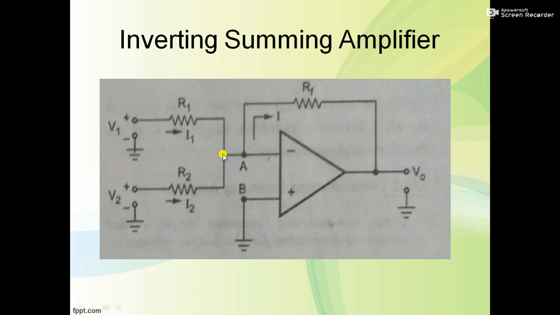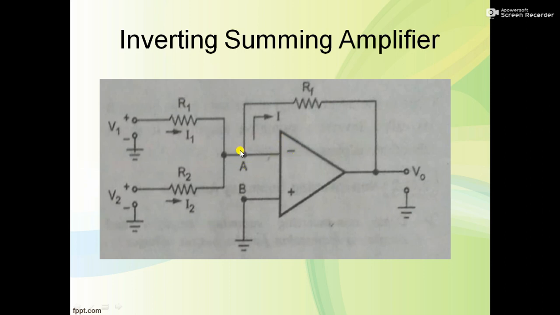And when the currents come exactly at this point, you will get one current, that is total current I is equal to I1 plus I2. That total current I is flowing through the feedback resistance or feedback path. So here you will get output voltage V0 is equal to minus of (V1 plus V2). Minus means we are applying both input voltages to the negative terminal.